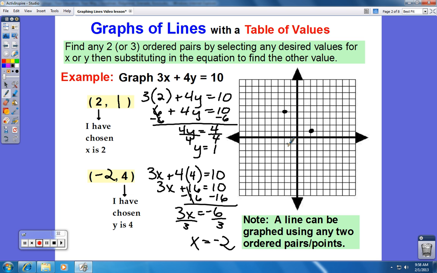Now that you have the 2 points, we're going to connect those 2 points, and that's the graph of our line. So the graph of 3x plus 4y equal to 10 is this line right here. Okay, note that a line can be graphed using any 2 ordered pairs. Now keep in mind these 2 ordered pairs are not the only set of points on the line. It's just the 2 that we were able to find for this particular example.